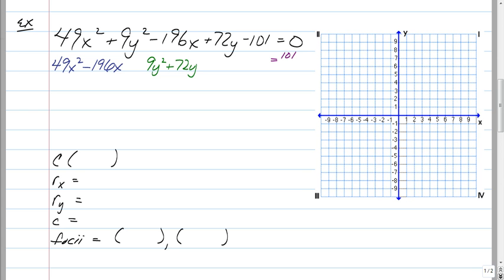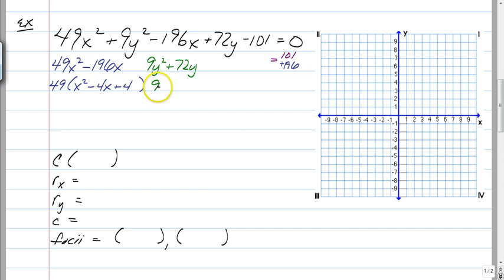And that's because there are two different radii for ellipses. So for your x, you need to factor out a 49. That's going to leave you with x squared minus 4x, and now half of 4 is 2, squared is 4, so we have our plus 4 for the x. But before you go to the right side, remember you have to multiply the 4 by 49, so you will be adding 196 to the right side.